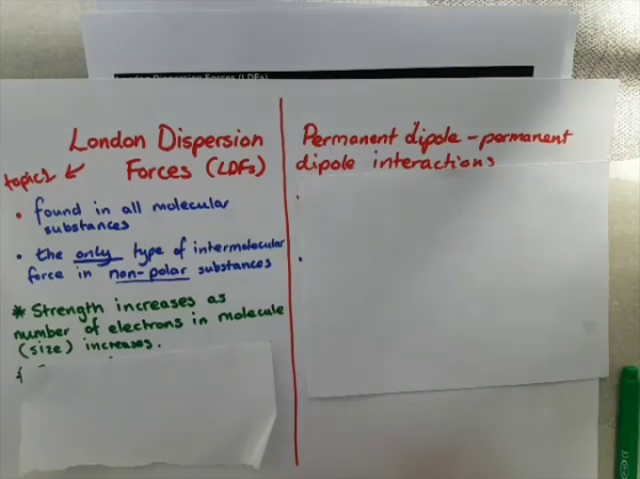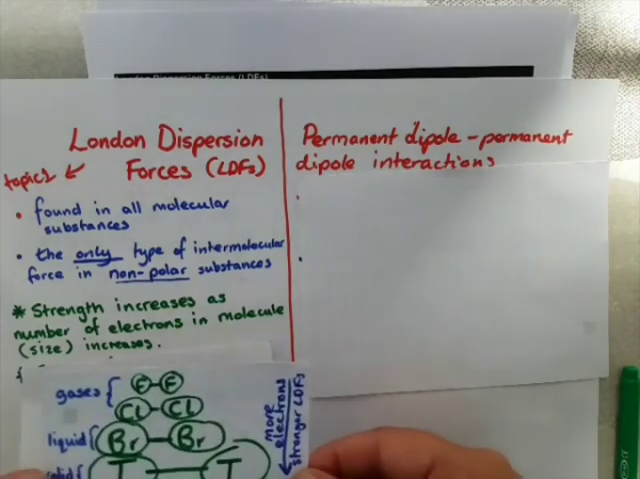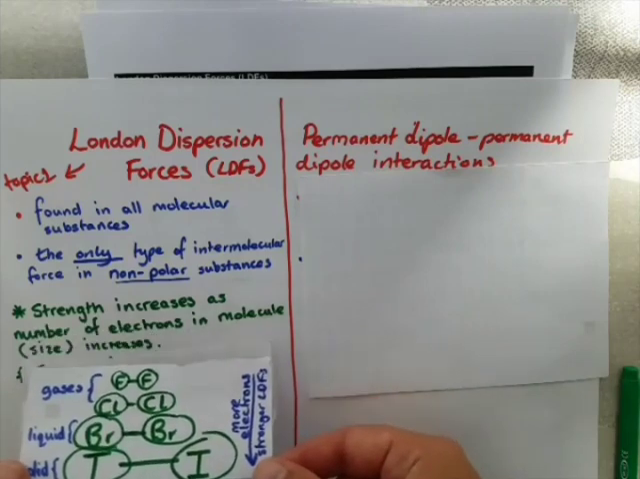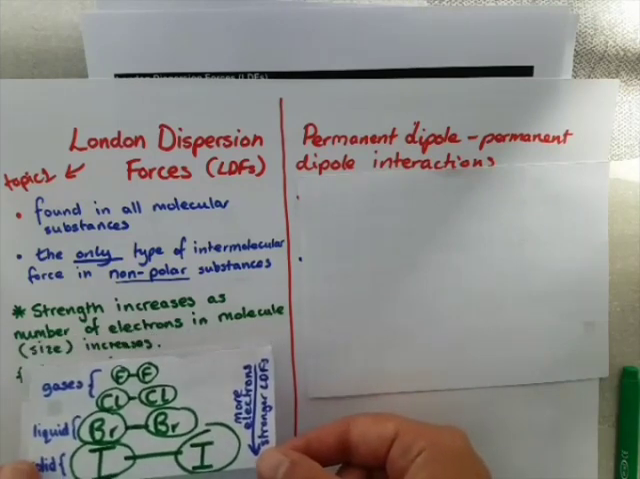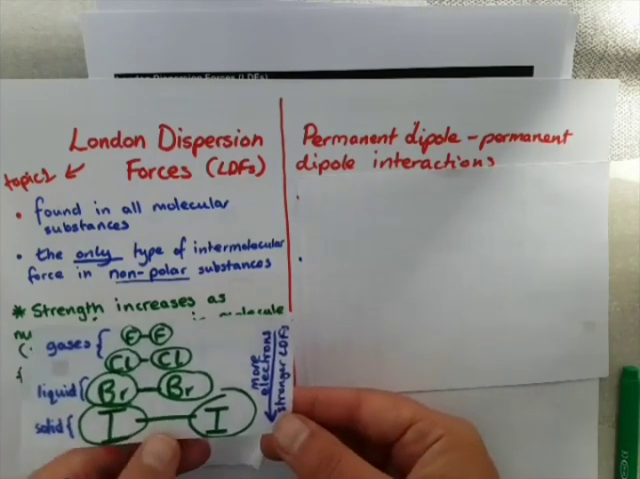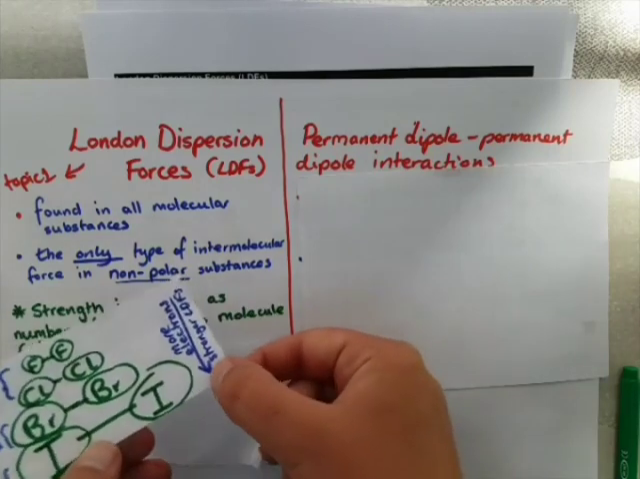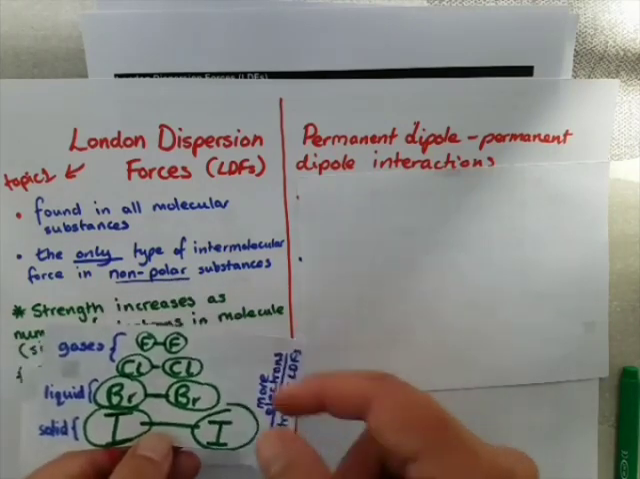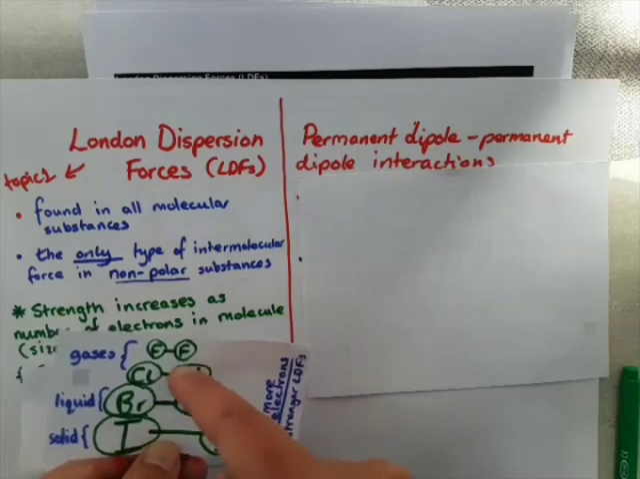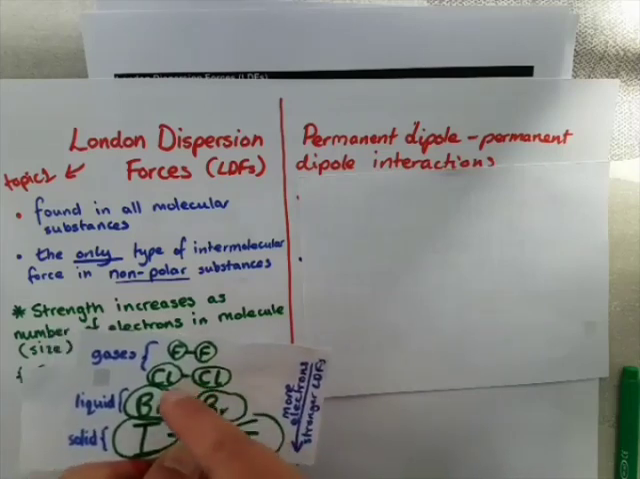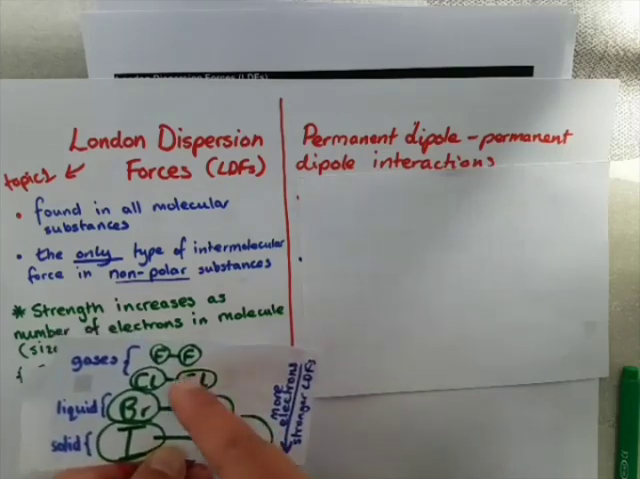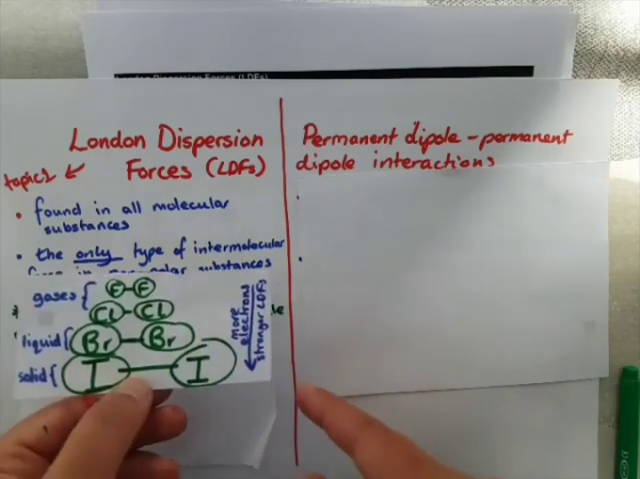So a really nice illustration of this trend, this fact that the strength of London dispersion forces increases as the number of electrons in a molecule increases, is in the halogens. The halogens are an example of non-polar substances. Both atoms in the molecules which make up the halogens would be the same, so they would have the same electronegativity, equal sharing of electrons, and therefore be non-polar.